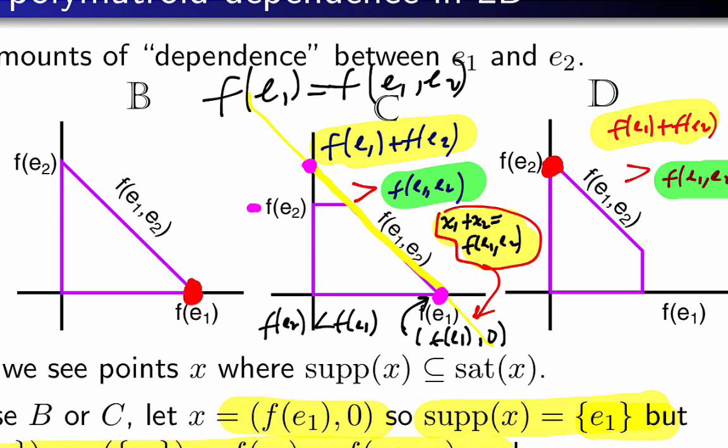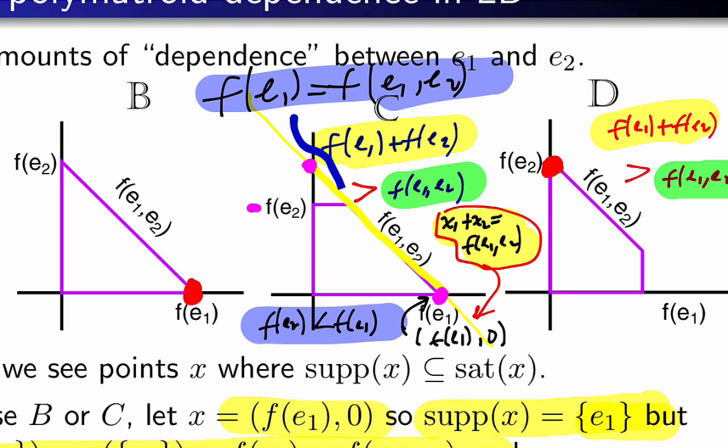So f of E1 is equal to f of E1, E2. That's a critical guy. Let's use a different color since I like colors. This one, and we also have this one. So f of E1 is equal to f of E1, E2, whereas f of E2 is less than f of E1. So therefore, that must mean that this equation is true. Everybody got it now? Okay.